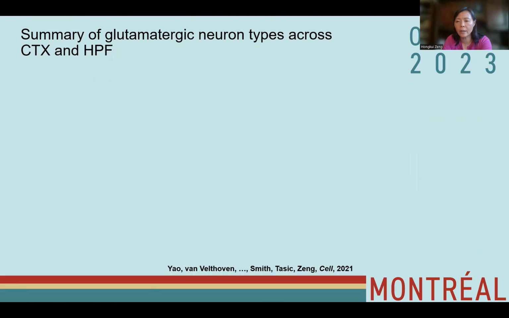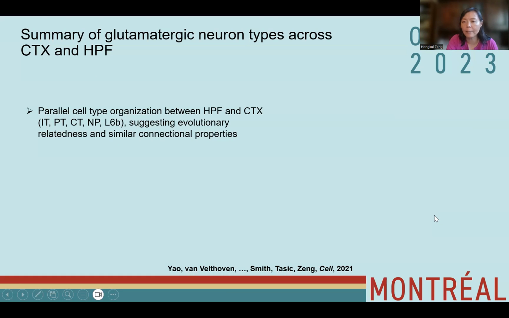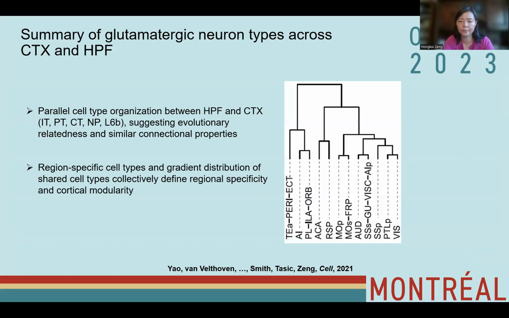So this organization illustrates a parallel cell type organization between hippocampal formation and isocortex, with all the major glutamatergic neuronal subclasses in isocortex also identified in hippocampal formation, suggesting that there may be an evolutionary relatedness between those two major brain structures in terms of their cell type composition. And further, we would like to propose that such homologous cell type molecular relationship may also give rise to similar connectional properties for the cell types in those two different structures. And this is a testable hypothesis.